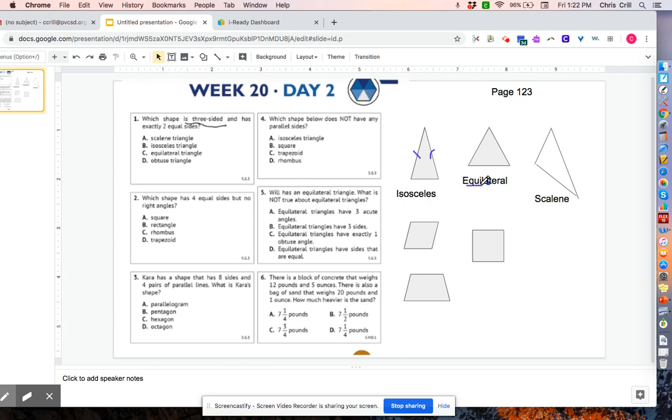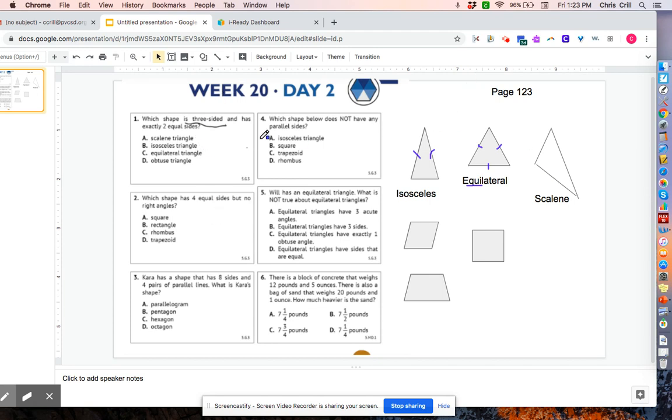Equilateral triangles means that this is a triangle with 3 sides that have the same length. And then finally we have the scalene triangle, and I'm not going to mark any of those sides because they are all different measurements. No side is the same in length. So those are our 3 basic triangles.